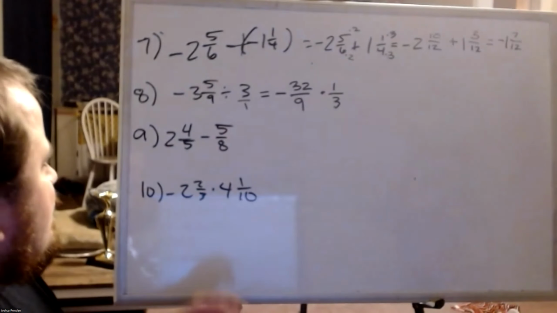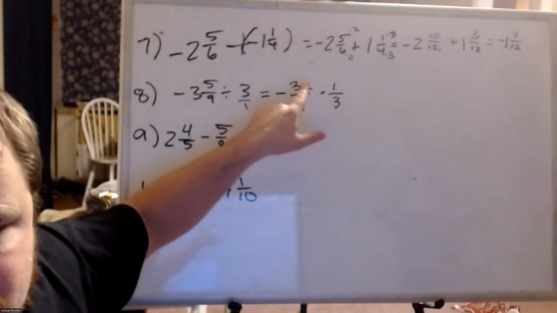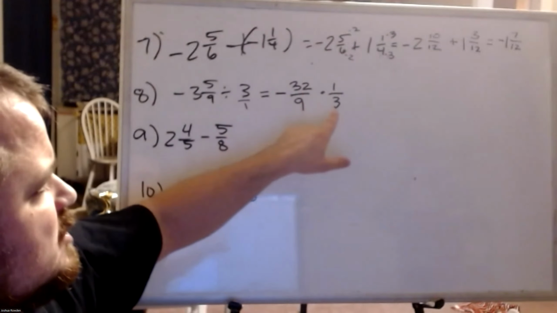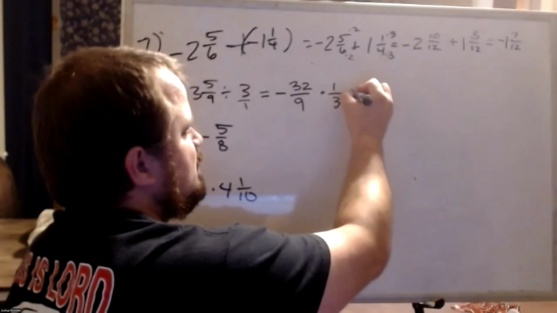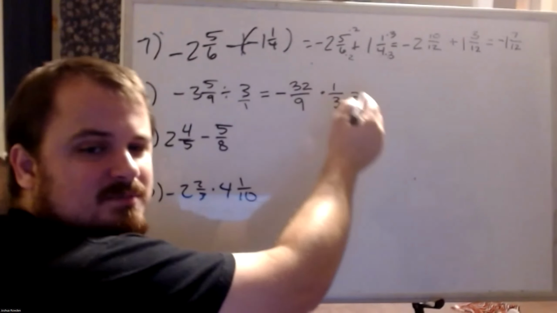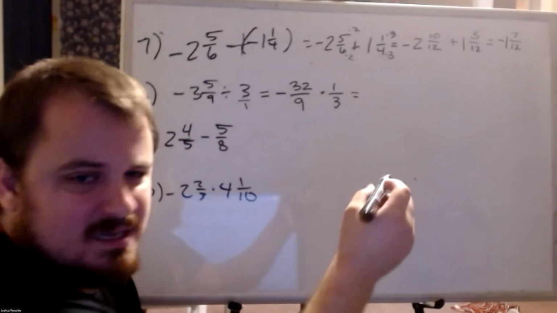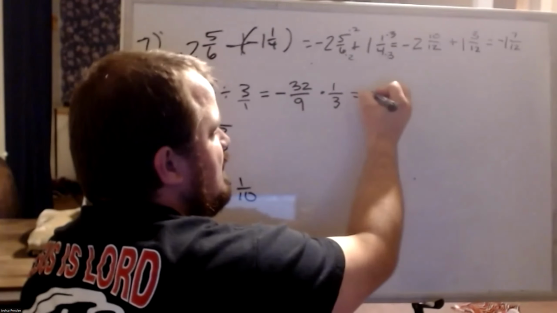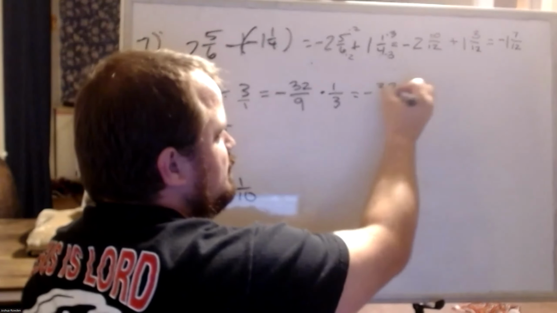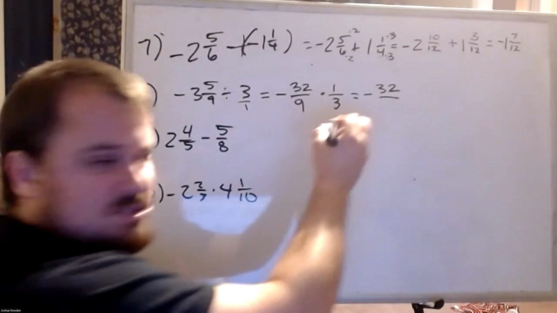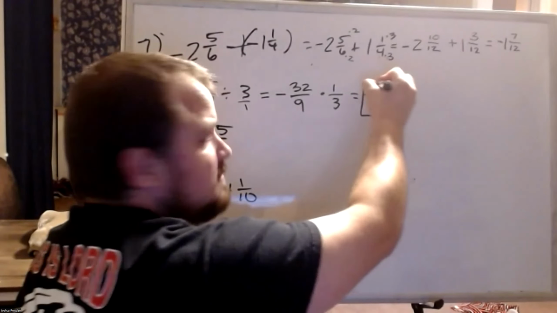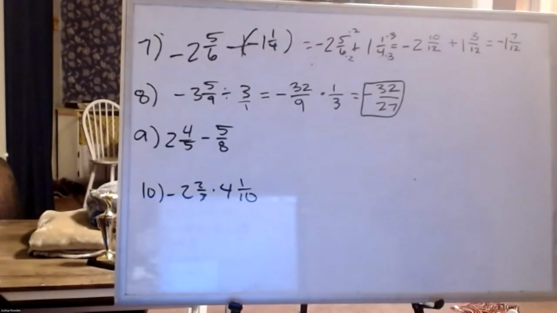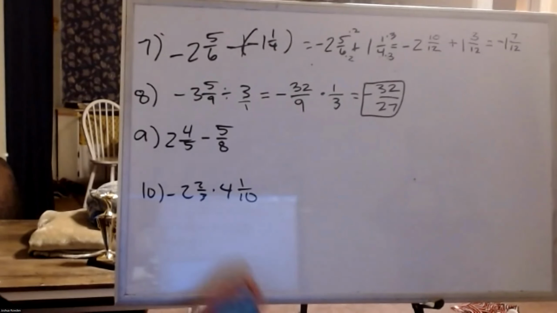Okay, now let's think about this. Does 9 go into 32 at all? No, it doesn't. Does 3 go into 32? No, it doesn't. So just multiply it across. And you do a negative times a positive. Negative times a positive just comes out to negative. So negative 32, and then 9 times 3 is 27. So negative 32 over 27.